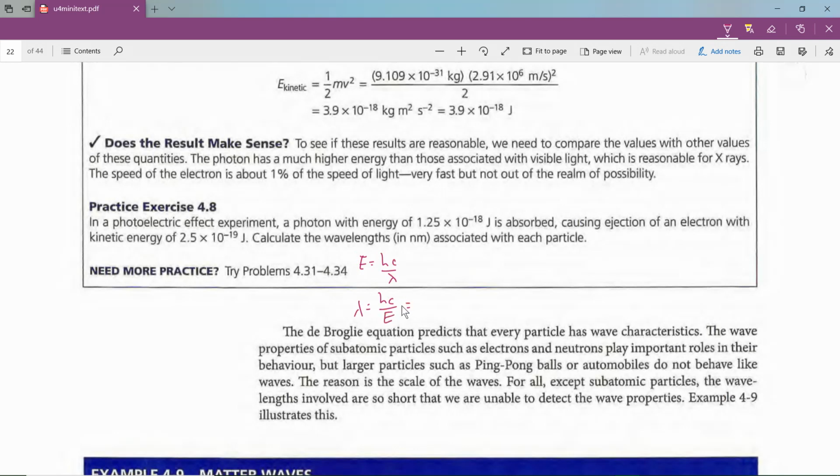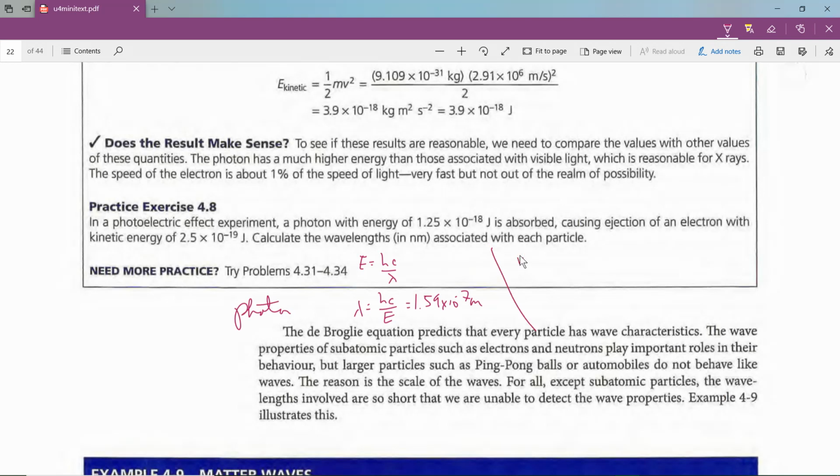So 6.63 × 10^-34 times 3 × 10^8 divided by 1.25 × 10^-18. 1.59 × 10^-7 meters. So that's the photon. The electron which is ejected, kinetic energy is given. So can I relate kinetic energy directly to wavelength? No, I have to get the speed first and then I can get the wavelength.